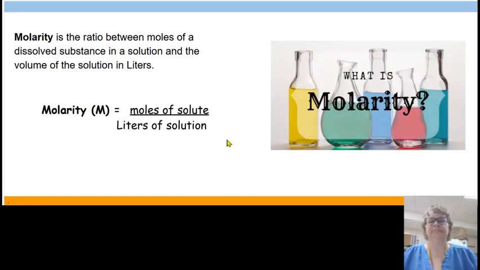Okay. A word that we use for concentrated is called molarity. Molarity is the ratio between the number of moles of a dissolved substance in a solution and the volume of the solution in liters. So molarity, big M, is moles of solute divided by liters of solution. And the units are moles per liter.